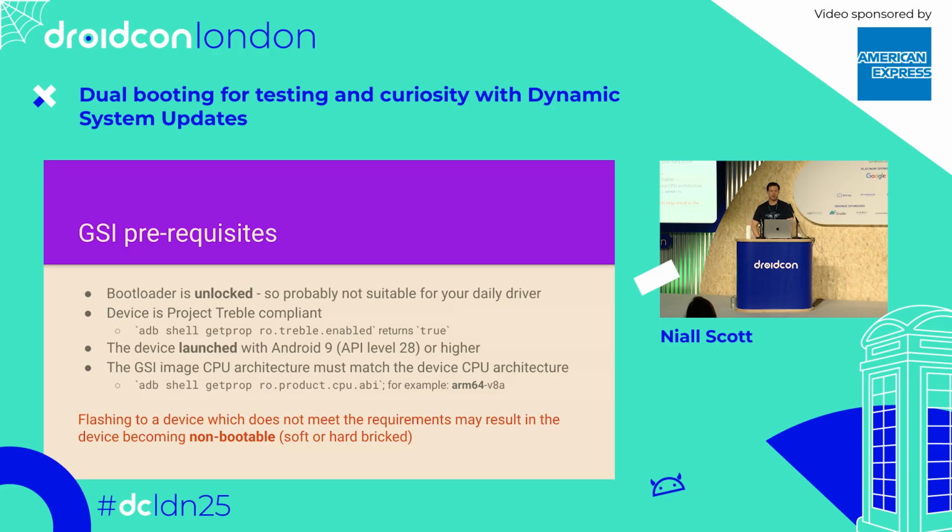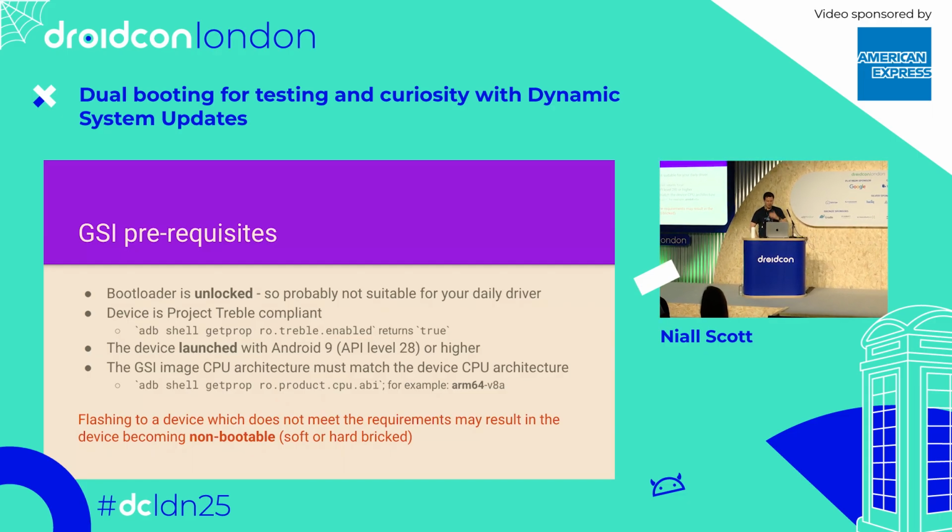Project Treble was a project within Android to decouple components within Android. GSI relies on this decoupling to operate. So you can determine if your device is Project Treble enabled by executing the ADB command that's shown on the slide. The device must have also launched with Android 9 or higher. There's some devices that launched before Android 9 that might support GSIs, but this isn't guaranteed.